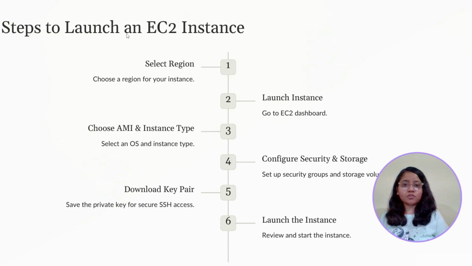Let's take a quick revision to launch our EC2 instance. First of all, you have to select the region, then go to the EC2 dashboard and click on launch instance, choose AMI and instance type. I have chosen Amazon Linux operating system and instance type is T2 micro.